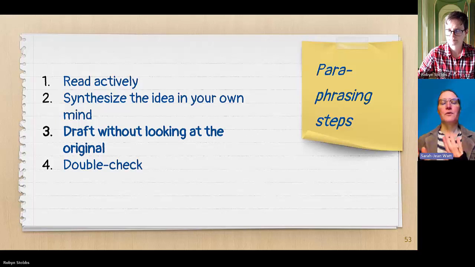Once you understand it, put that original away and write a draft of your paraphrase in your own words according to your own understanding. Then you can check your paraphrase against the original source to ensure that it's sufficiently different from the original. Ensure that the wording and the sentence structure are both different. If you've used a lot of the same wording, then revise those areas to complete your own wording.